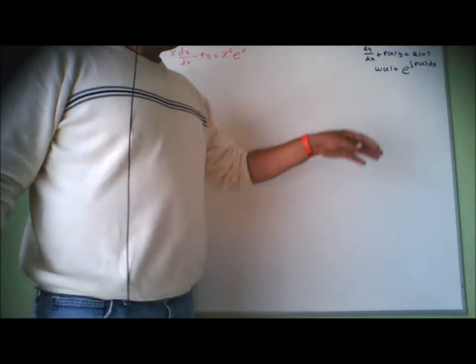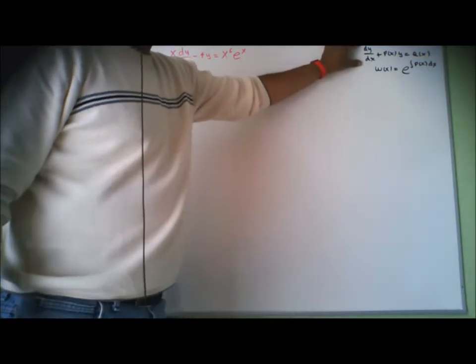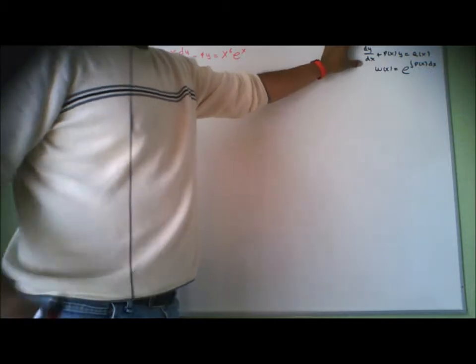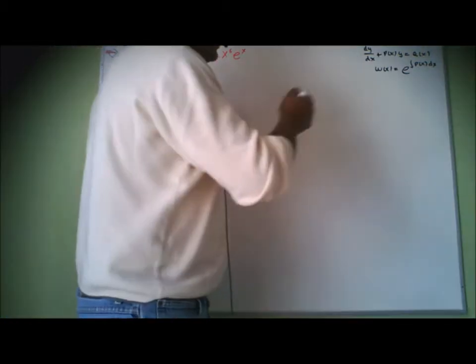Okay, let's solve a problem using the linear differential equation method. First thing to do is to recognize if the differential equation is a linear differential equation. The way to check it is to see if it has the shape of the linear differential equation, which is here. Remember that the first coefficient must be equal to 1.